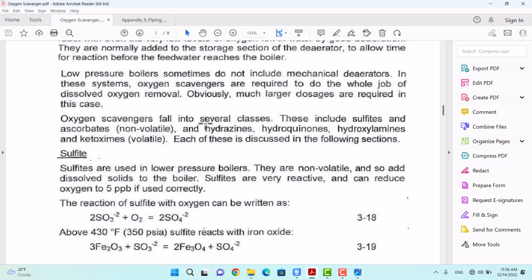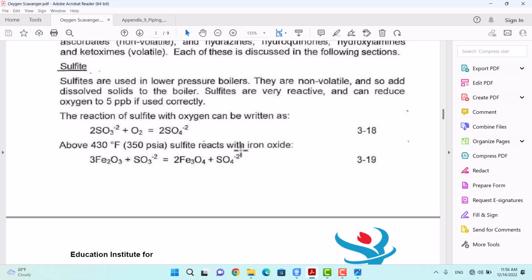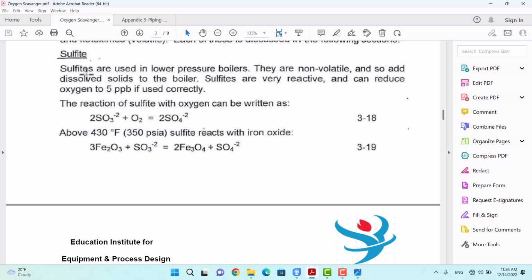Oxygen scavengers fall into several classes. These include sulfites, ascorbates, hydrazines, hydroquinones, hydroxylamines, and ketoximes. Each of these is discussed in the following sections. Sulfite. Sulfites are used in lower pressure boilers. They are non-volatile, so they add dissolved solids to the boiler. Sulfites are very reactive and can reduce oxygen to 5 ppb if used correctly.